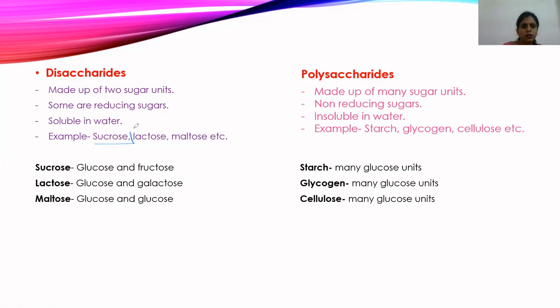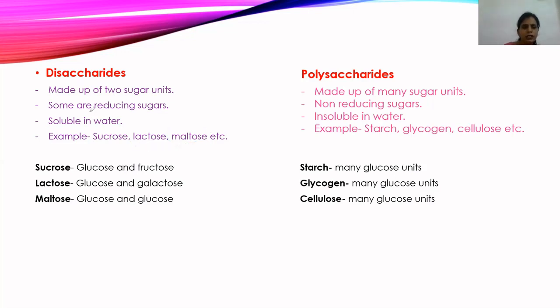The sugar which is present in milk is lactose, and maltose is a sugar which we get whenever we eat rice or any food which is rich in starch. Starch is a polysaccharide. Starch is a type of carbohydrate made up of many units of glucose, and hence it is called a polysaccharide. Whenever we eat starch in our food, that starch gets digested into maltose. So sucrose, lactose, and maltose, these three are the examples of disaccharides which you have to remember.